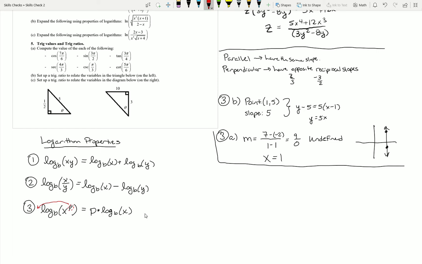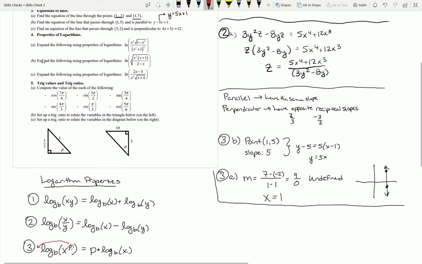So these are our three properties, and what we want to do is use these to rewrite or expand the logarithmic expressions here in number 4. I'm going to take a look at number 4a, just to get a sense of how this would work. I'm starting with a natural log that has an x squared, a 1 minus x squared, all over an x cubed plus 1 squared.